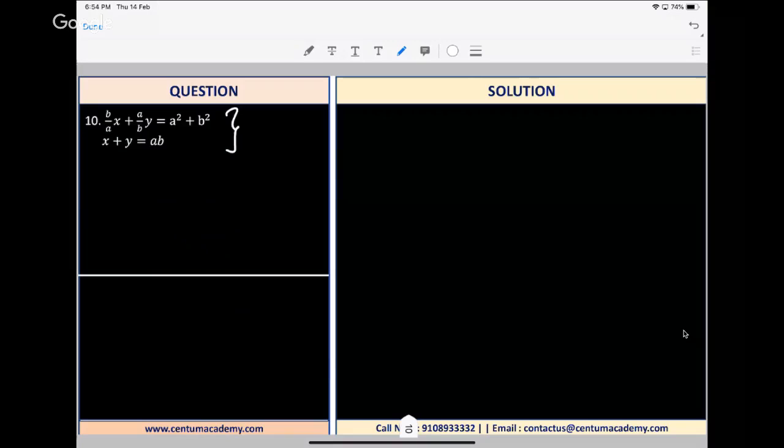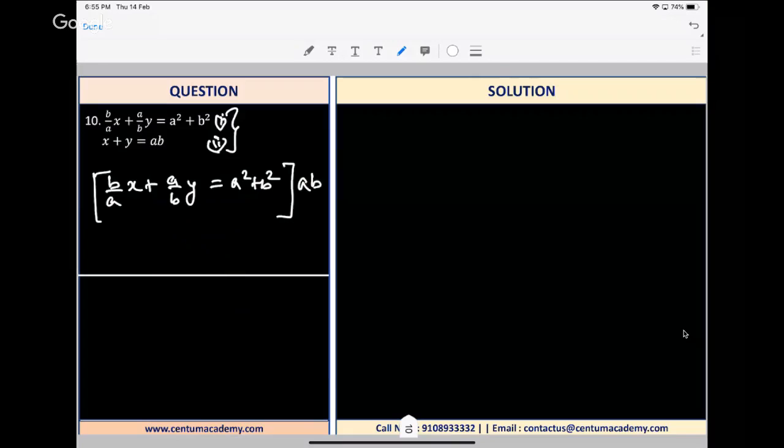But be very, very careful while you are handling variables, and don't mess up the signs. So let us see how we do it. We know elimination is one of the favorite mechanisms, so we'll be using that method only. This is equation number 1, and equation number 2. It always helps to simplify. So let's say b upon ax plus a upon by equals a square plus b square.